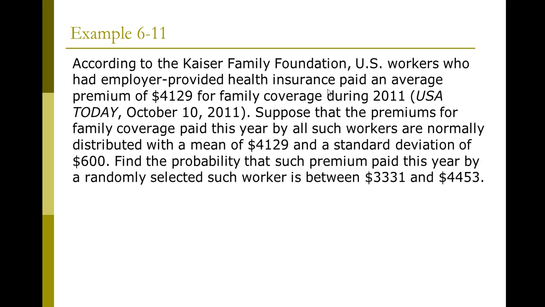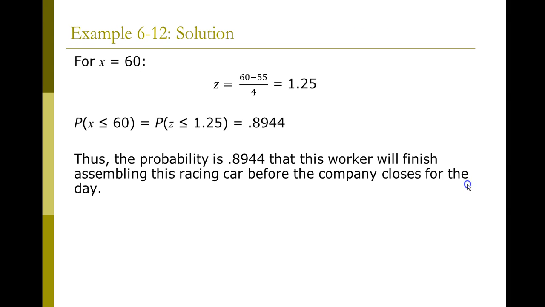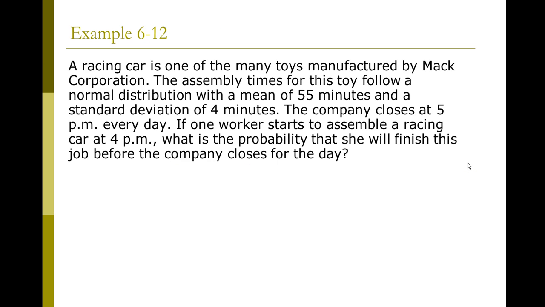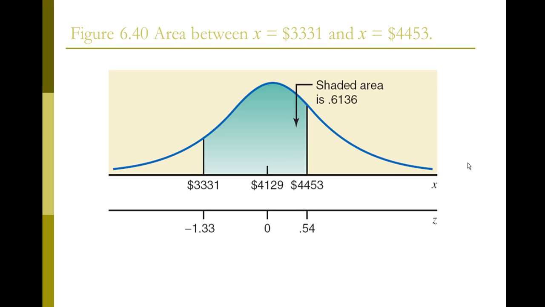That's one example, so let's review it once more. According to this report, the average premium was 4129, and then they make the assumption, they say, suppose that the premiums are normally distributed with a mean of 4129 and a standard deviation of 600. If that's true, find the probability that someone paid between here and here. And we find the answer is, well, that's a different problem, sorry. That's here, 6136.